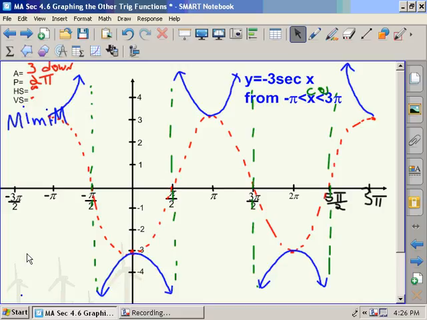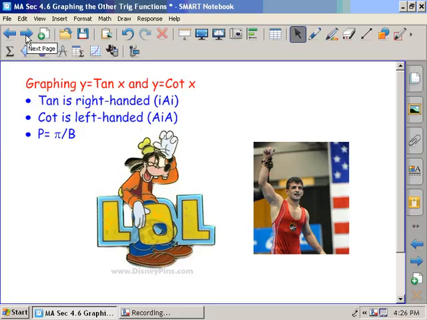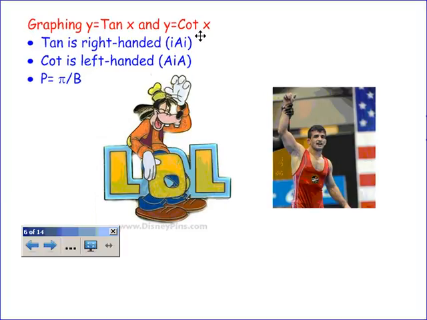Any questions? Oh, I'm looking at that and I see that it says from negative, well, we did the same, the distance of x was. Alright. Now, let's move on to our other two functions.